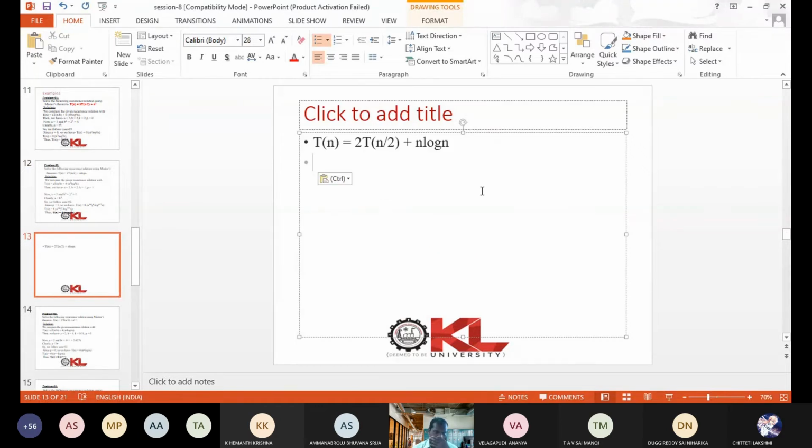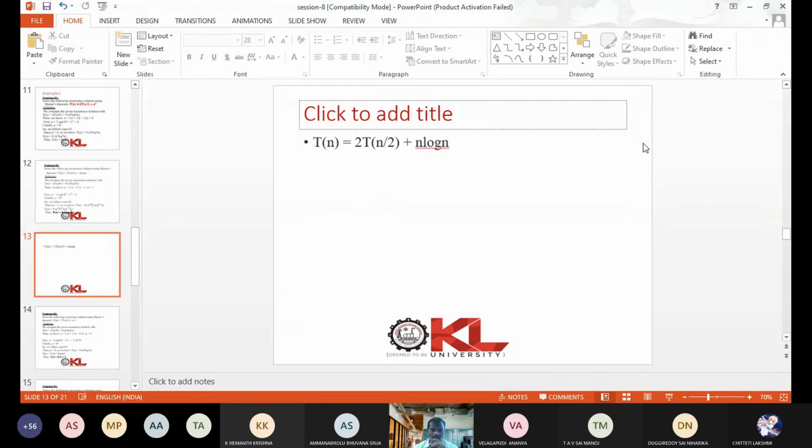All of you solve this now. Is it visible, right? Sai Manoj, can you read it out? Yes, sir. It is visible. What is there on the slide? T of n equals 2 into T of n by 2 plus n log n. Very good. Can you solve this by using Master's theorem? Yes, sir. All of you solve, please. I will ask you randomly.